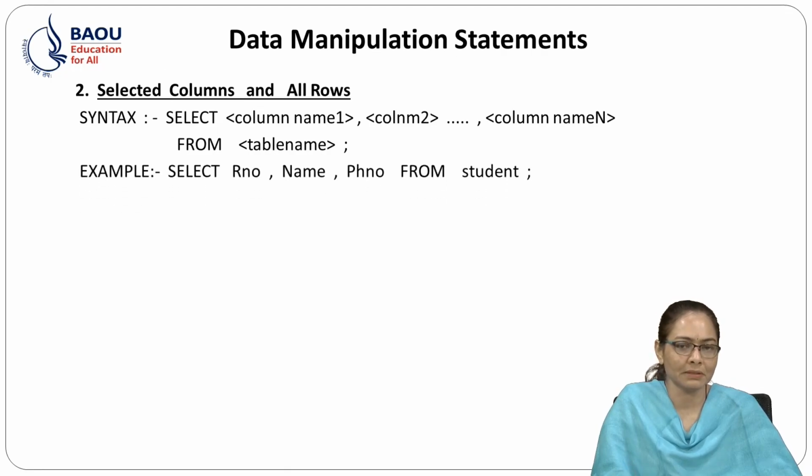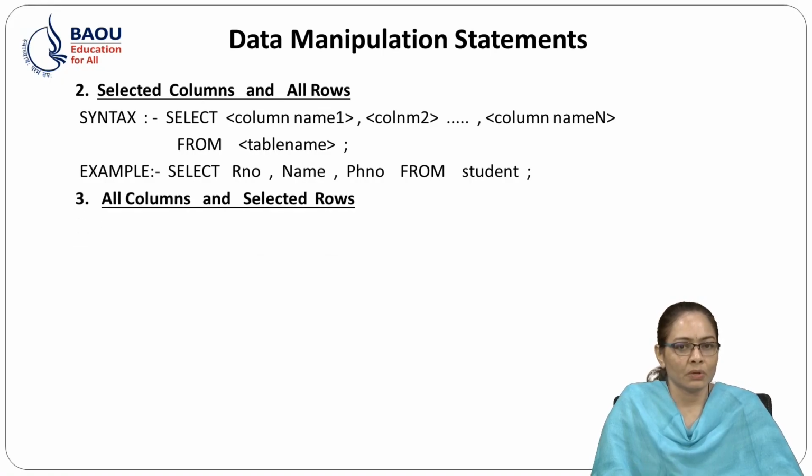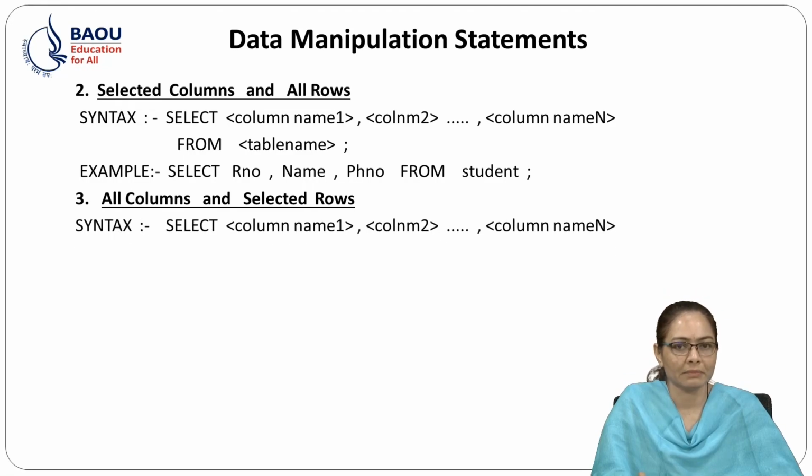See the example, selected columns. So we display only 3 columns. Select roll number, comma name, comma phone number from student. So this command is used to display all the rows but only 3 columns: roll number, name and phone number. Now the next one is where we want to display all the columns and selected rows.